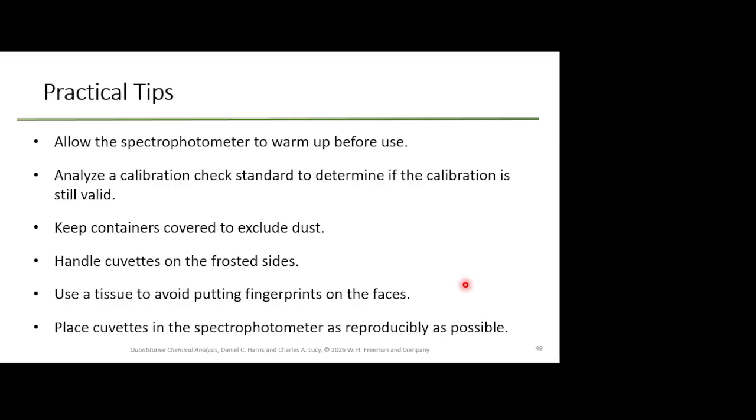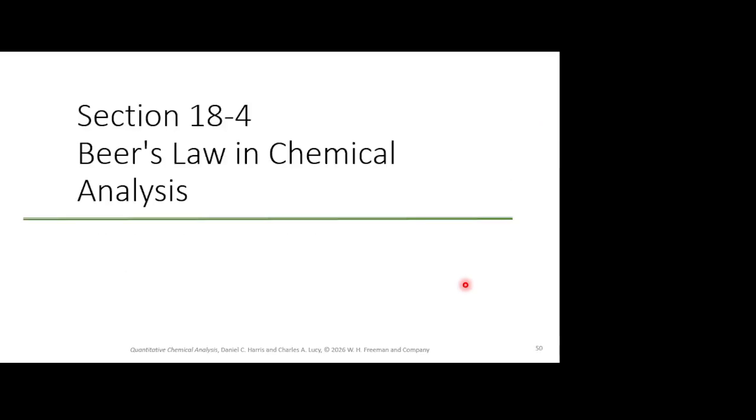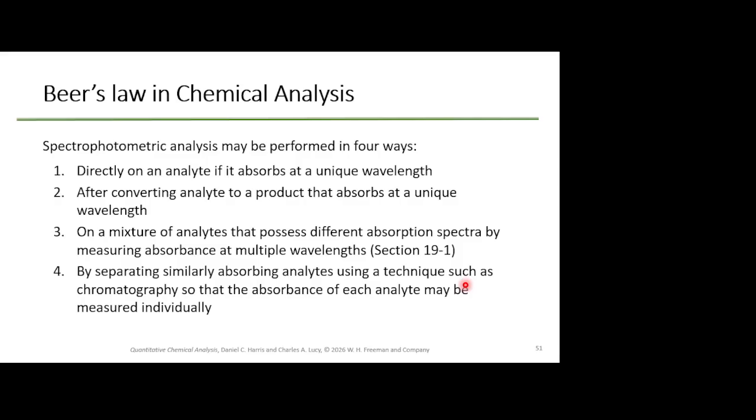Place cuvettes in the spectrometers as reproducibly as possible. So be very careful that you don't end up placing these things in one way this one time and then further in the next, because the thickness is not going to be uniform or exactly uniform throughout, right? It's going to be the best they can do, but within a range.